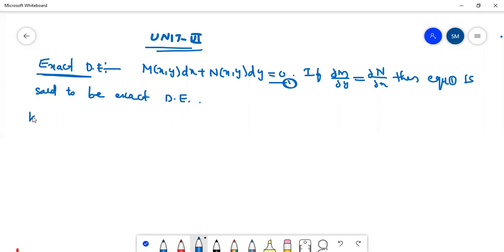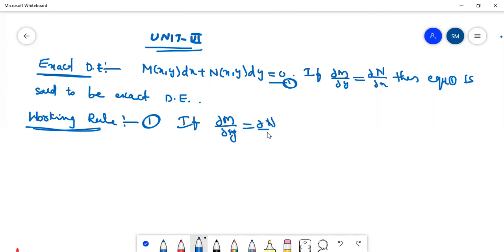And the working rule of solving an exact differential equation has only 2 steps. It is a shortcut form, just to follow how to solve the exact differential equation. First, the given equation is compared with M dx plus N dy is equal to 0. That is step 1. Next, if dou M by dou y is equal to dou N by dou x, then we can say that the given equation is said to be exact differential equation.